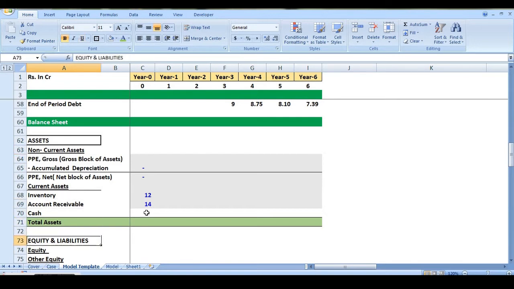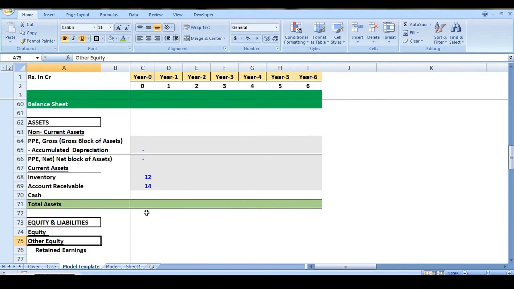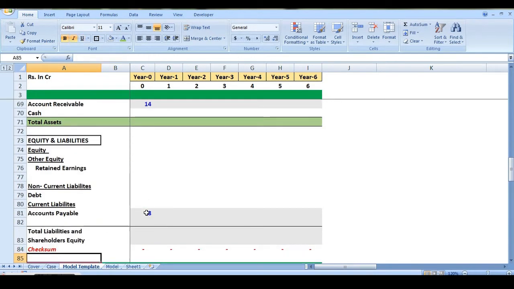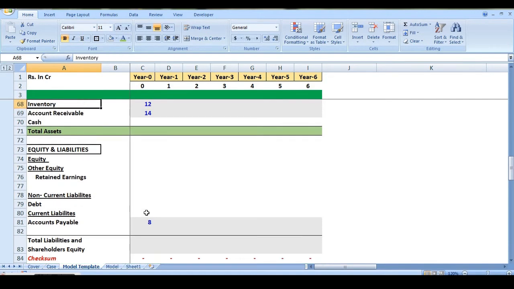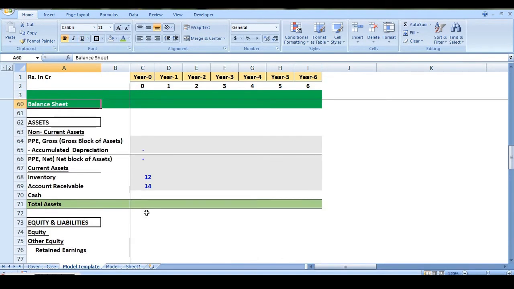It is a vertical format, and under assets you have non-current assets first and then current assets. Under liabilities you have equity, other equity, then non-current liabilities and current liabilities. So in the same format we will try to prepare the balance sheet of this given organization. Now if we look at the first component on the asset side of the balance sheet, it is non-current assets.